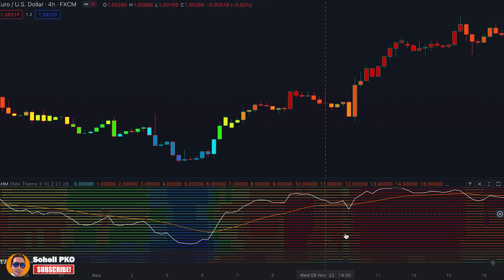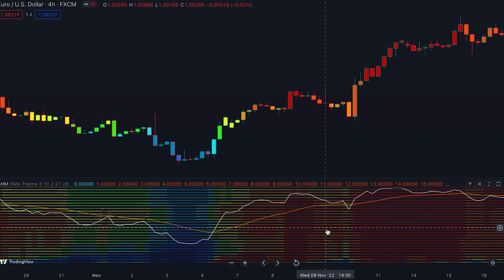We have 28 horizontal lines here, and each of them is a stochastic oscillator with specific settings. The first horizontal line in the bottom is a stochastic with settings of 1, 1, 1, and the last horizontal line in the top is a stochastic with settings of 160, 28, 28, and the lines in between gradually increase in the settings from the bottom. For example, for the 15th line, the setting is 40, 15, 15.